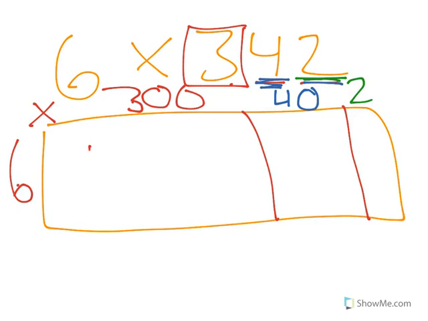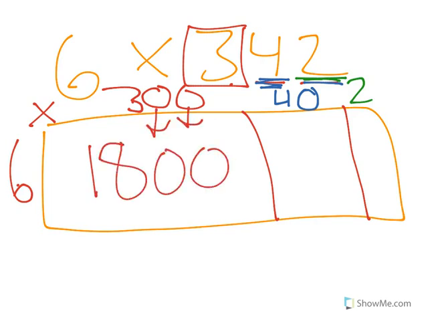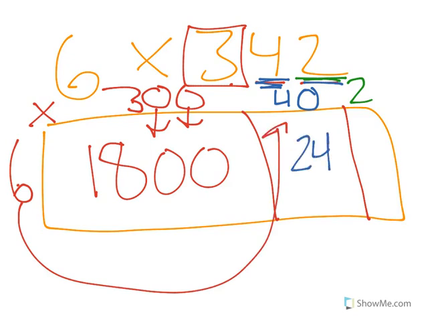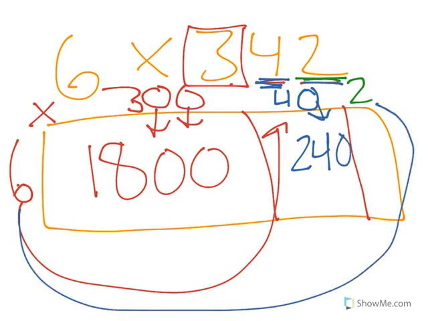6 times 3 is 18. Bring down your 2 zeros. Now I'm going to do this box. 6 times 4 is 24, and then bring down my 0. Now I can do my last box. 6 times 2 is 12. Bring it down. I should have done that in green, sorry. Now I can just add it.